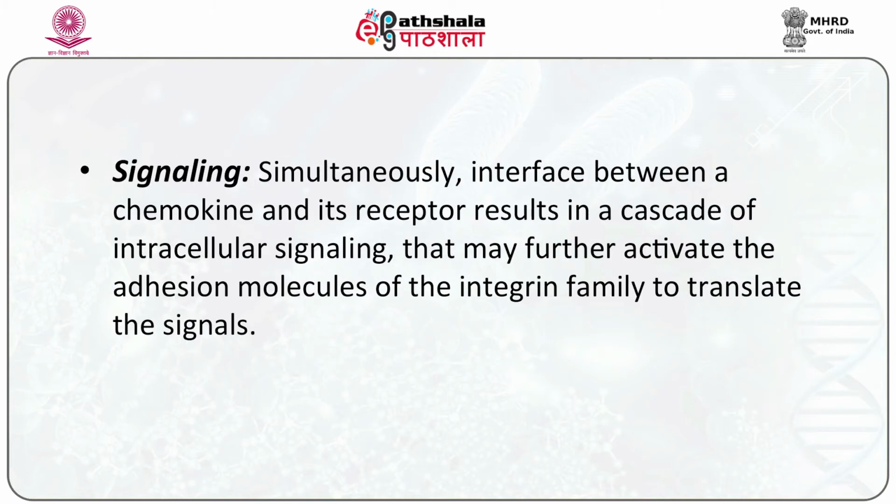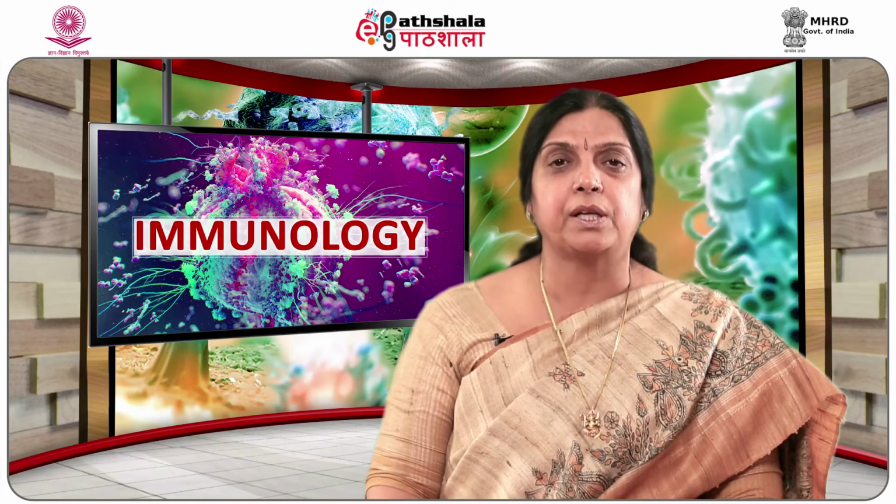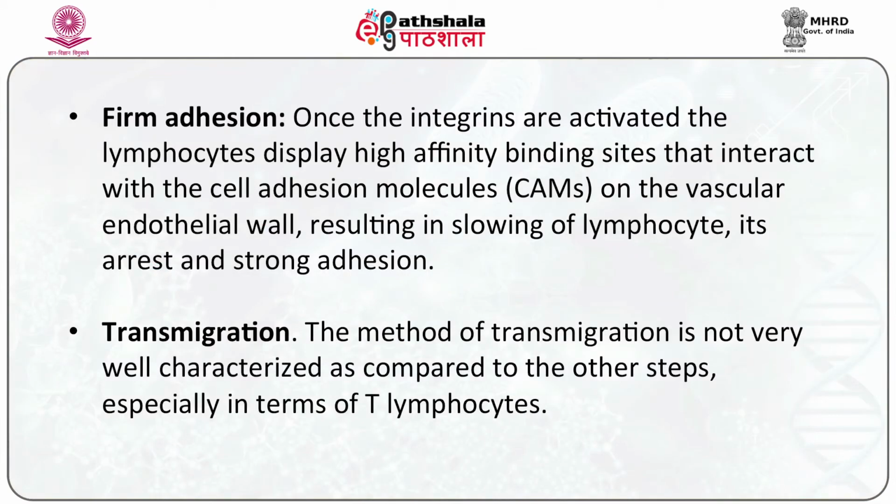Signaling: the interaction between a chemokine and its receptor results in a cascade of intracellular signaling that may further activate the adhesion molecules of the integrin family. This happens with the G protein pathway. Firm adhesion: once the integrins are activated, the lymphocytes display high affinity binding sites that interact with the cell adhesion molecules on the vascular endothelial wall, resulting in slowing of the lymphocytes, their arrest and strong adhesion, a process similar to leukocyte adhesion.